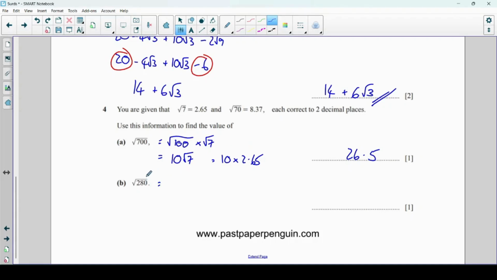Well, this time I think the biggest square number we can take out is going to be 4. Root 4 times root 70. And you can see we're using the other one. Well, root 4 is 2, so that is the same as 2 root 70. So for this one I'm going to do 2 times 8.37. So 2 times 7, 14, 2 times 3, 6, that one's 7. So 16.74.